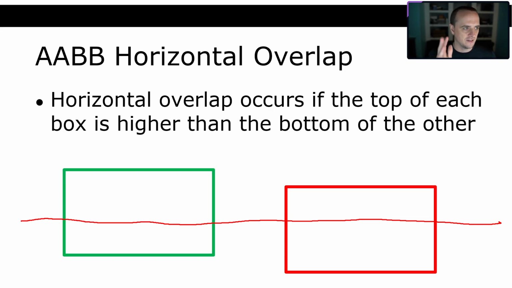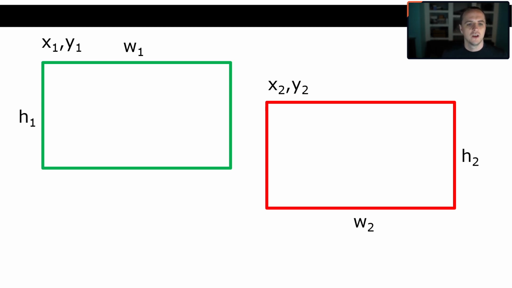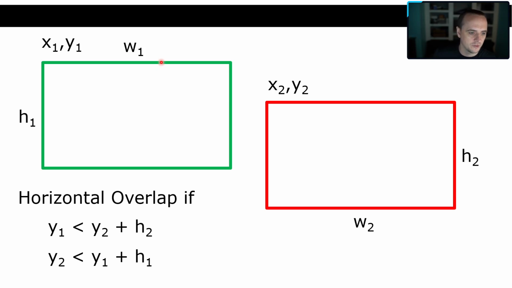So you may not see this in a textbook, you may not see it on Google. The way we just said it is that if the top of each box or rectangle, I'm going to use box and rectangle interchangeably, is higher than the bottom of the other box, then we say there's horizontal overlap. So how would we phrase that mathematically? Well, it's pretty easy actually, and here's the formula.